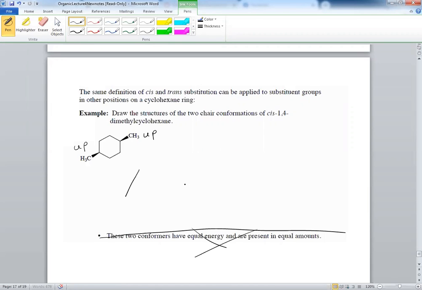So if this is 1, 2, 3, 4, 5, and 6. So this is 1, that's 2, that's 3, and that's 4. It really doesn't matter where you start from, as long as you know which one's 1 and which one's 4. So you have, this is up, so it must be axial here.